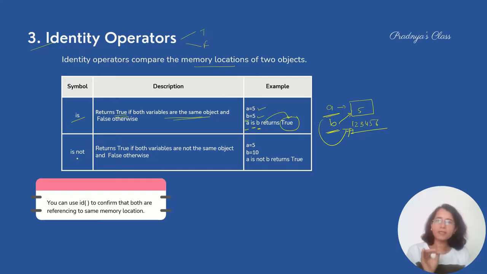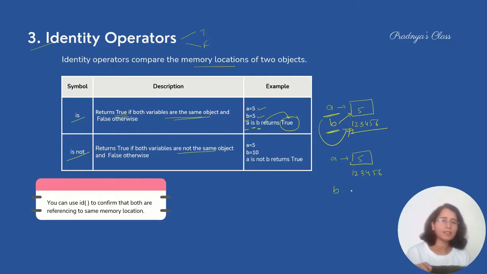The second identity operator we have is not. It will also return true if both the objects are not same. So look at this example. Here we have initialized 5 to variable A. So 5 is getting stored in the memory cell which will have some address. I am writing some random number.